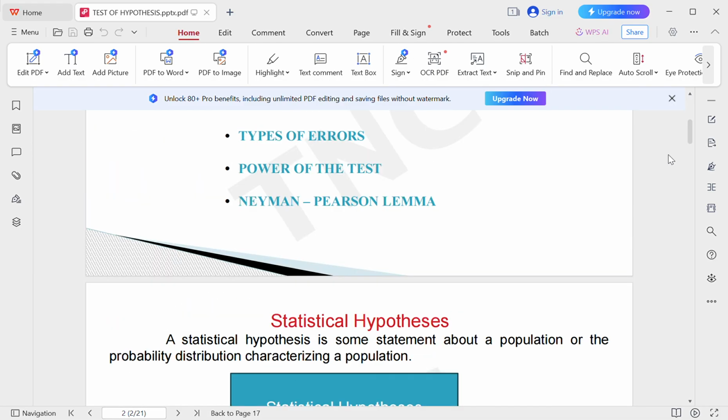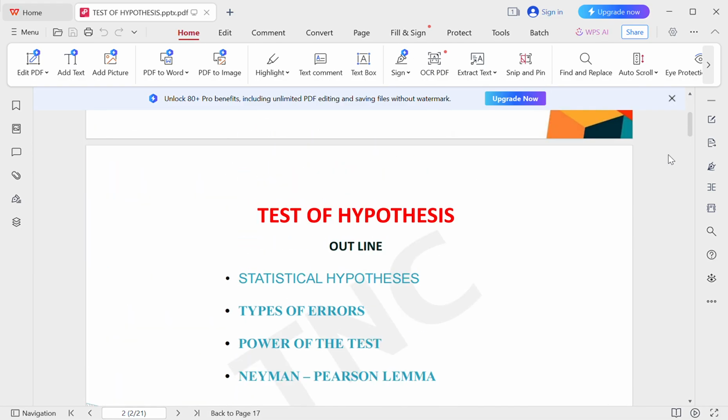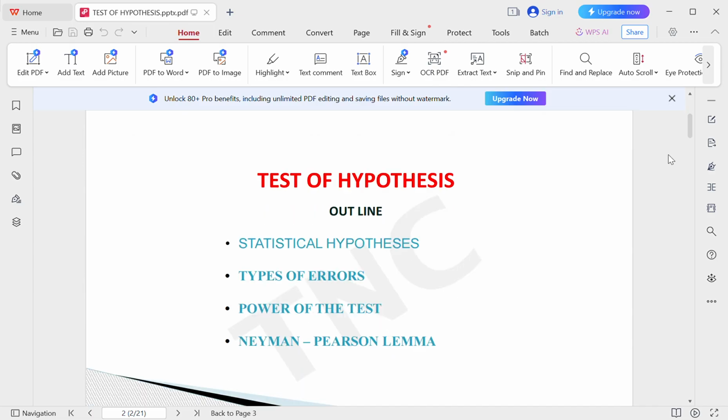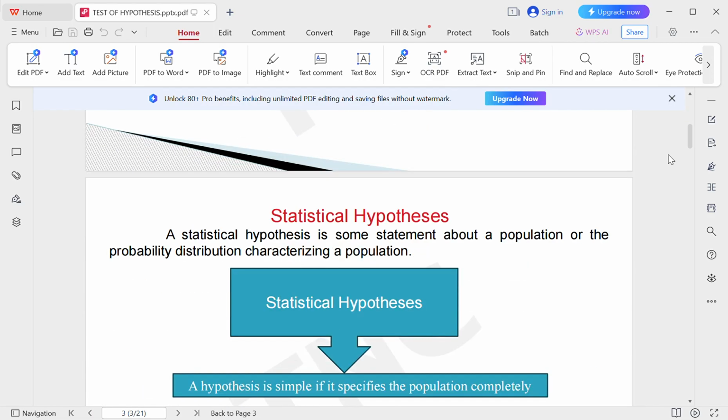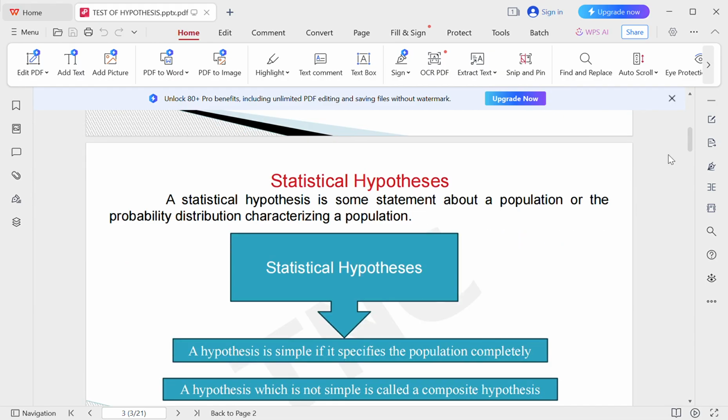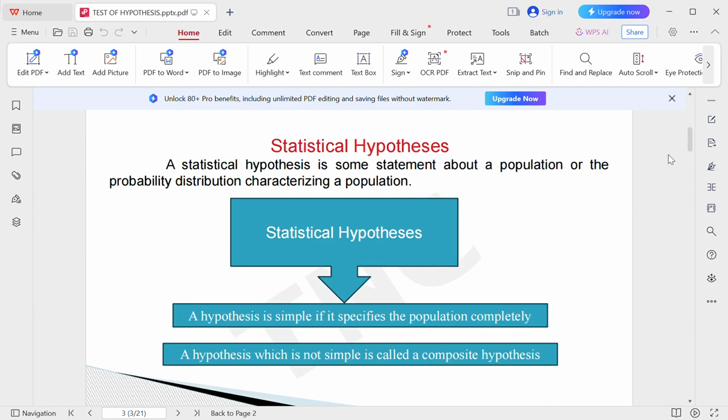Now we have to see the topic test of hypothesis in mathematical statistics. Statistical hypothesis. Statistical hypothesis is some statement about population. Statistical hypothesis is of two types. A hypothesis is simple if it specifies the population completely. Otherwise, the hypothesis is said to be composite.